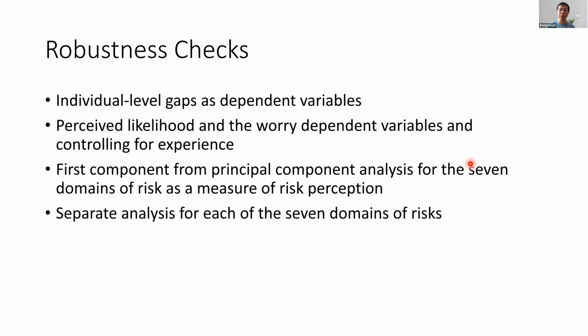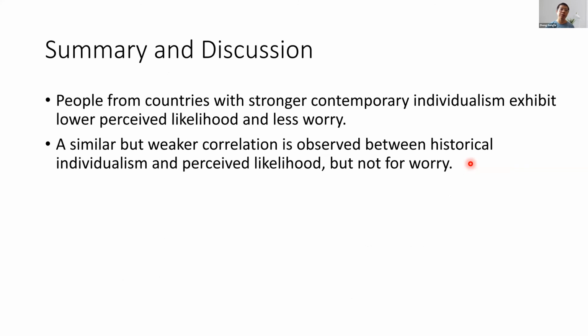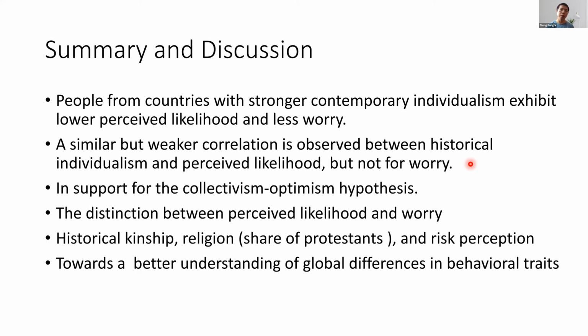We also conduct a number of robustness checks, but I don't think I have time to go through them. To sum up, we showed that people from countries with stronger contemporary individualism tend to exhibit lower perceived likelihood and less worry relative to their actual experience. For historical individualism, the overall pattern is much weaker, and we only observe some significant results for the perceived likelihood, but not for the worry. So overall, the result supports a link between collectivism and optimism.